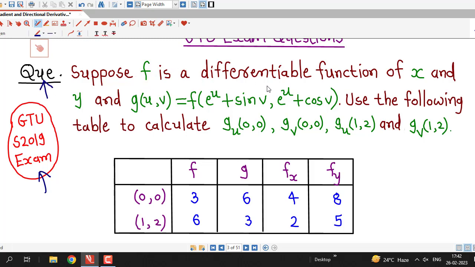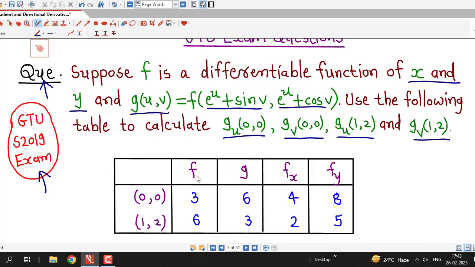Suppose small f is a differentiable function of two variables x and y, and g is a function of u and v which is equal to f of e raised to u plus sin v, comma e raised to u plus cos v. Use the following table to calculate the partial derivative of g with respect to u at point (0, 0), the partial derivative of g with respect to v at point (0, 0), and the partial derivatives of g with respect to u and v at point (1, 2).